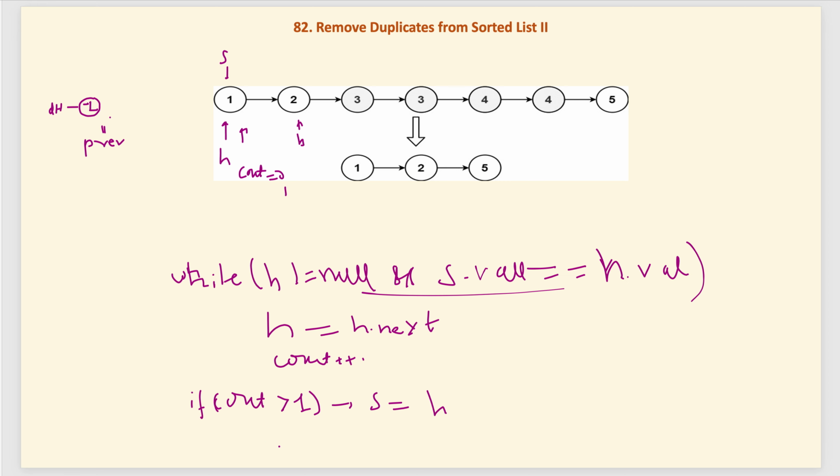Otherwise, if count is equal to 1, what we will do is update the pointers from the previous node. So we are pointing here, and we will update it to point to the next. So this appears once, so we will set previous.next to start, and then move start: previous.next = start, and update previous to previous.next.